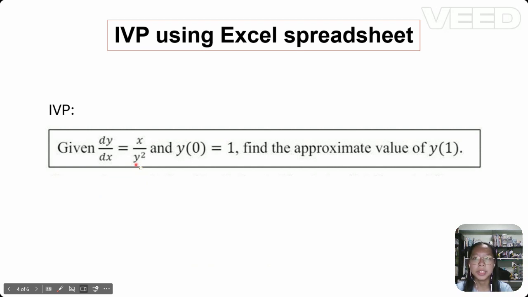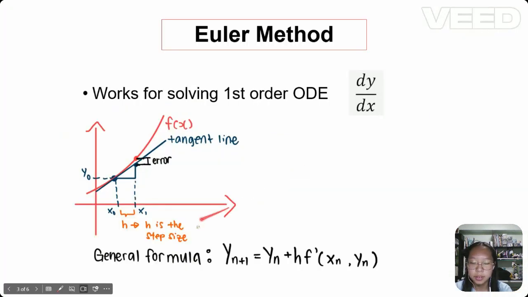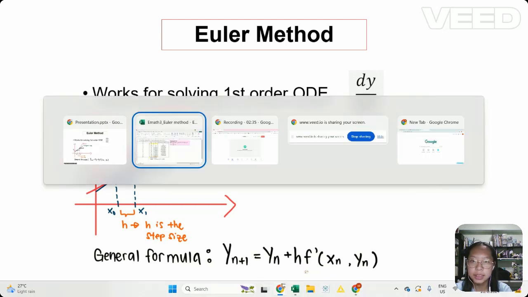Example using Excel spreadsheet. Given dy/dx equals x over y squared and y0 equals 1, find the approximate value of y1. So in my Excel spreadsheet, I assume that my step size h equals 0.1. My general formula is y(n+1) equals yn plus h f(xn, yn). My h is the step size.